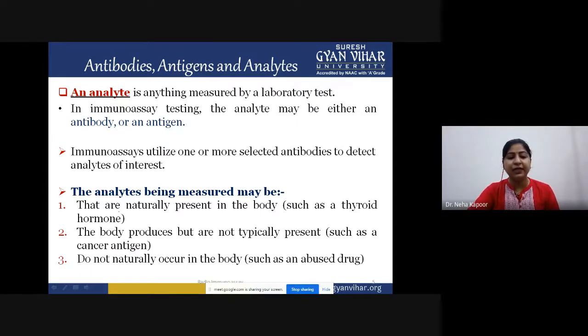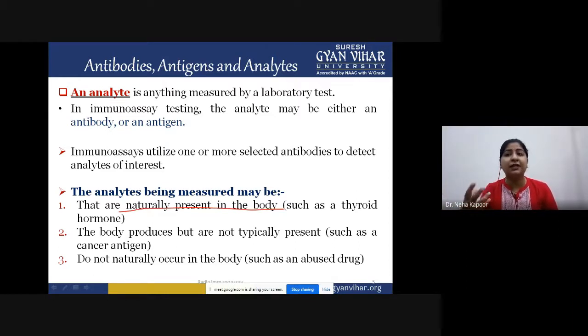They can be naturally present in the body. For example, sometimes we go for thyroid hormone testing, T3, T4, TSH. So those things are analytes. In that case, we go for the detection. We can use immunoassay-based techniques for the detection of those hormones.